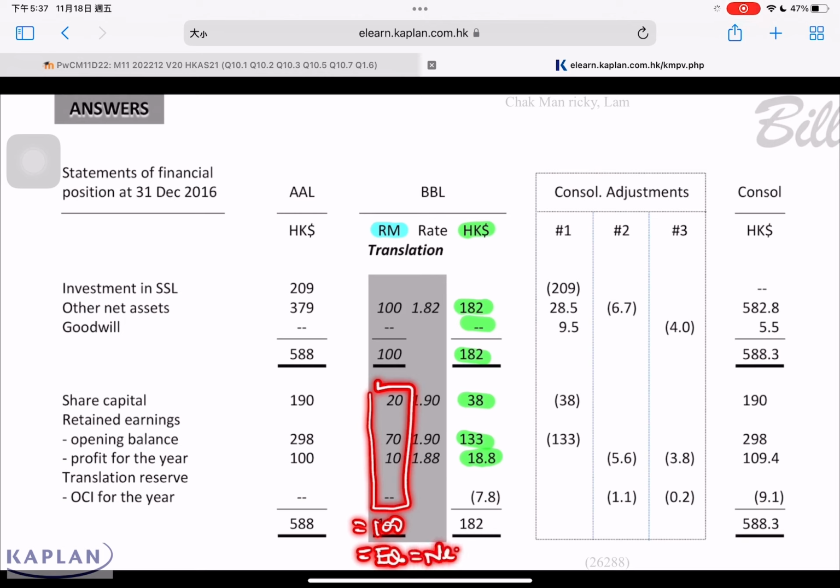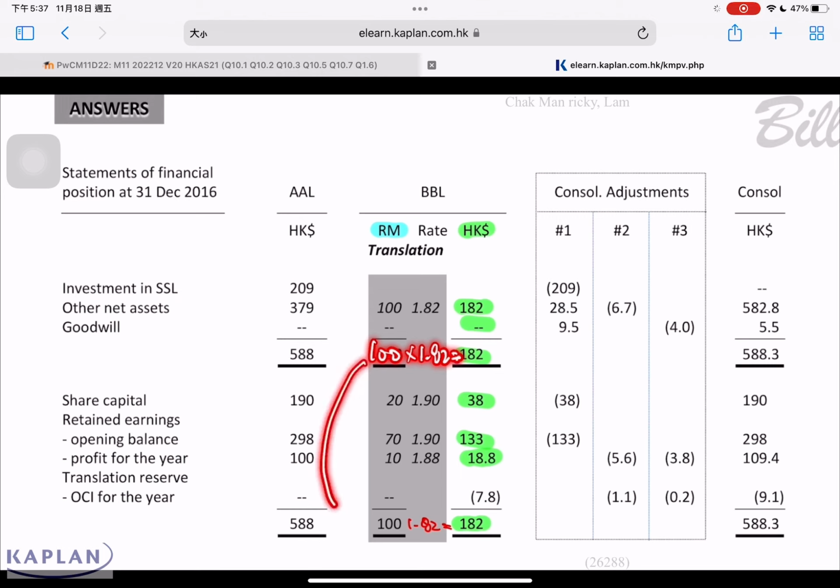Equity is equal to the net assets. You can see from here, 100 net assets. You can simply take the 100 multiplied by 1.82 closing rate. 100 times 1.82 equals 182. This 182 is this 182. It's the same. The net assets now is 100. This 100 is translated using 1.82. It's the same 100 here.